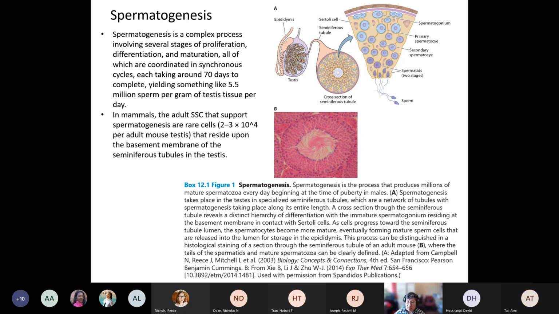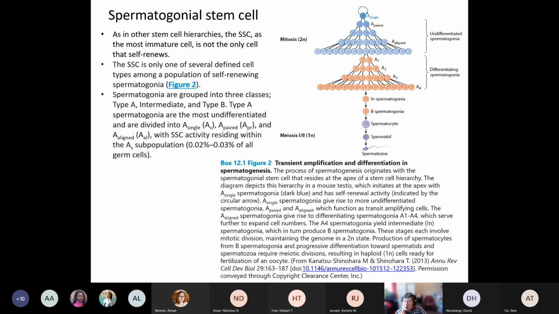And next, I'm going to describe to you the hierarchy of the cells in this complex process. So one thing I want you to compare here is the name. Remember, the name is called spermatogonial stem cell. Spermatogonial stem cell, not a sperm stem cell. And as in other stem cell hierarchies, such as the hematopoietic stem cell, here the cells are also heterogeneous.